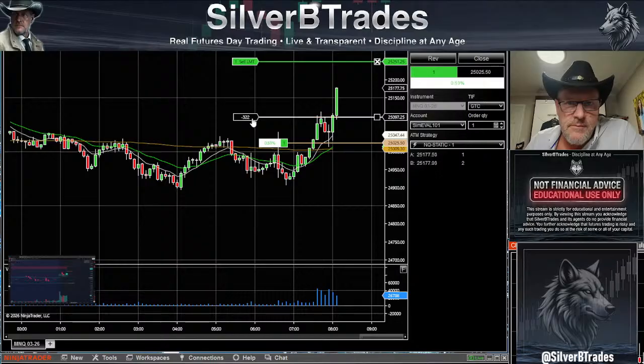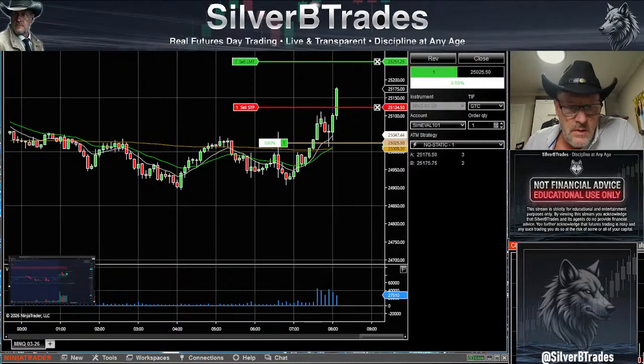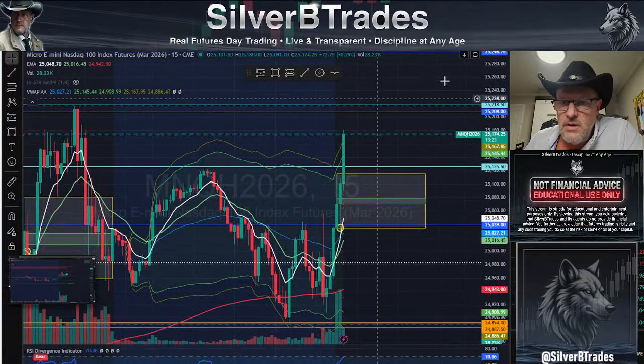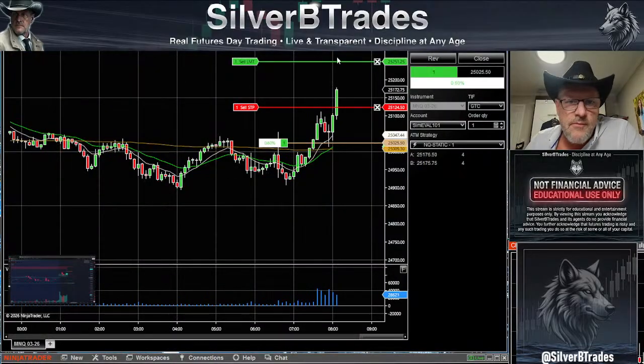If this confirms up here, we look for a pullback for a long. My entry area is 125, my stop price is 130, target on this particular trade is going to be 25,200.